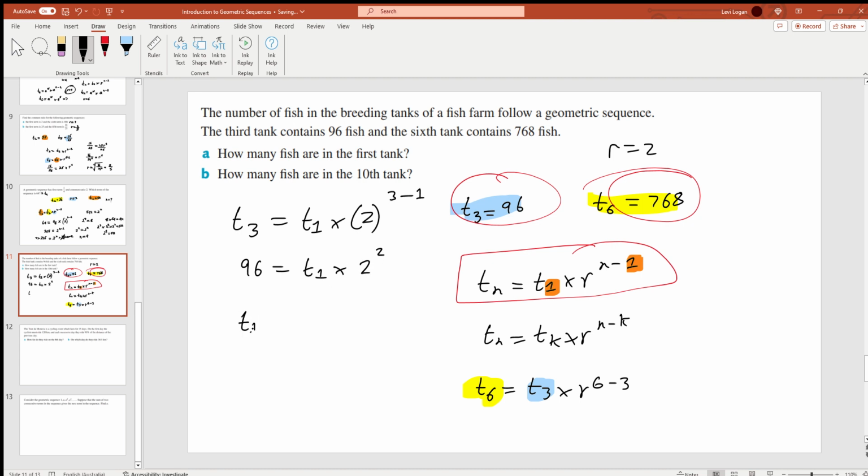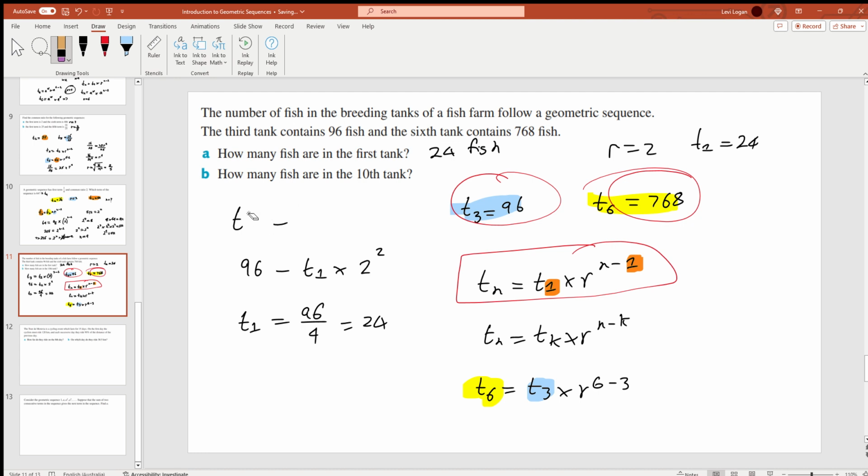So I have T of 1 equals 96 divided by 4. 96 divided by 4, what's that? 24. So there are 24 fish in the first tank. Okay, so I'll write that up here. So T of 1 equals 24. Now we'll rub this stuff out, because we don't need it anymore.